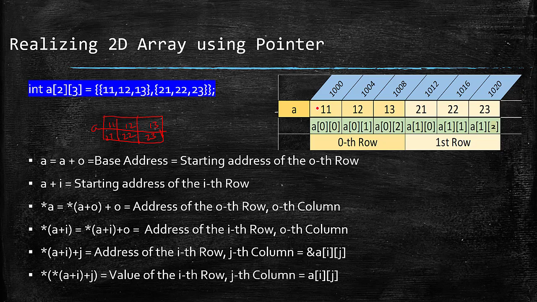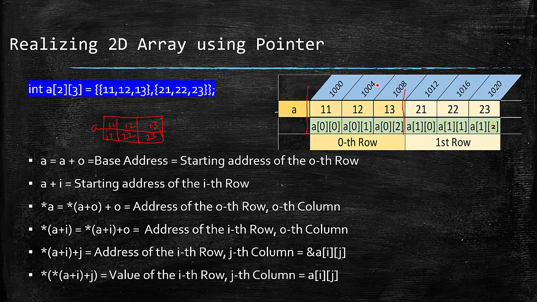So the first 3 cells, the first 3 columns, will go into the 0th row and the next 3 columns will go into the first row. Now a two-dimensional array is basically a collection of one-dimensional arrays, where each and every row is basically a one-dimensional array of the same size.